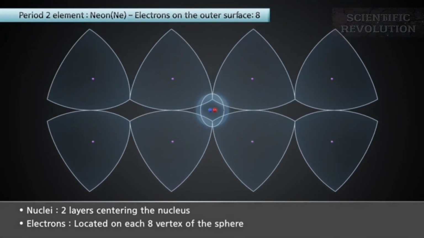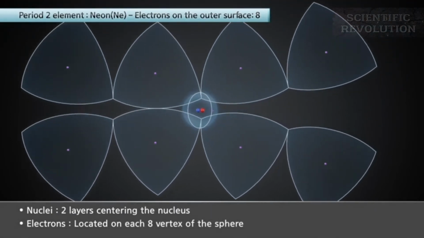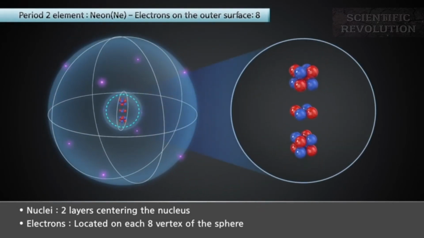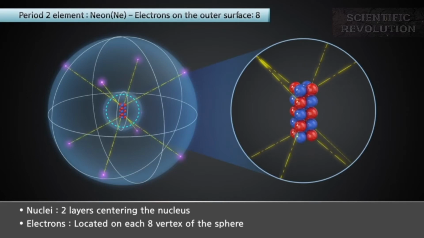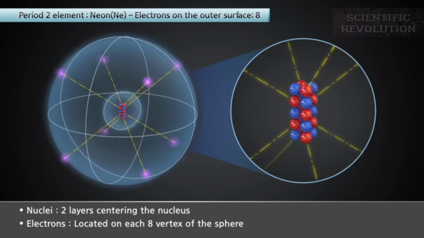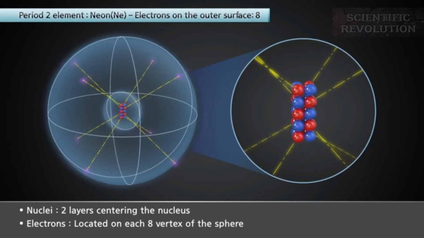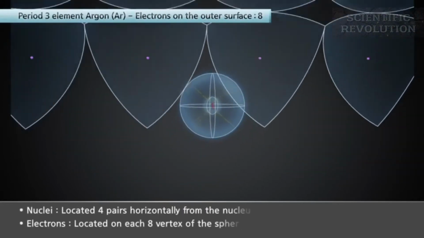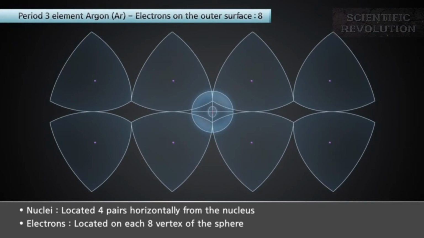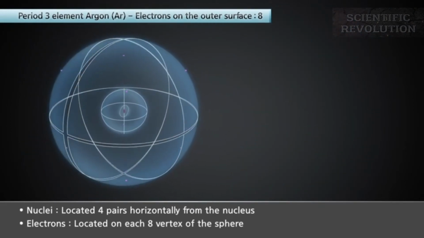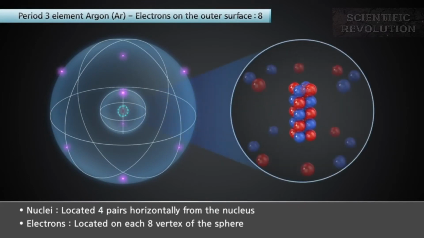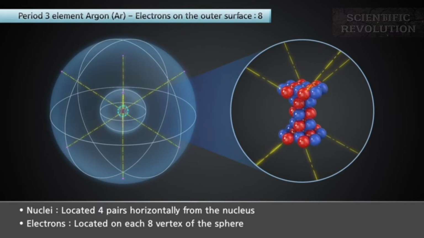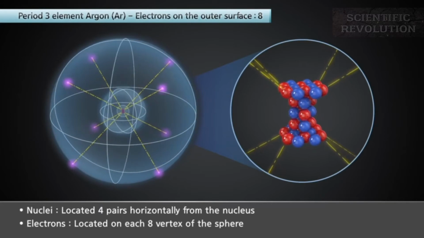The nuclei of neon, a period 2 element, are placed in both upper and lower layers of the nuclei of helium, and the electrons are located at the 8 apexes of a spherical cube, forming 1-to-1 correspondence with the protons. Four pairs of nuclei of argon, a period 3 element, are horizontally arranged in both upper and lower layers of the nuclei of neon, and the electrons are located at the 8 apexes of the spherical cube, forming 1-to-1 correspondence with the protons.